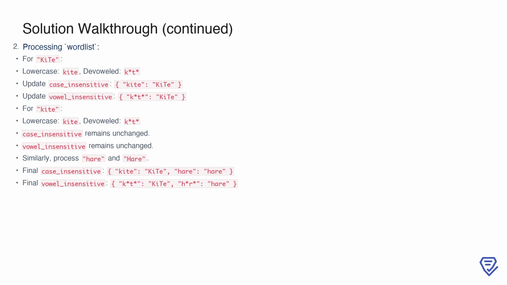We repeat this process for the remaining words, hair and Hair. After processing all words, case_insensitive maps kite to kite and hair to hair, while vowel_insensitive maps k*t* to kite and h*r* to hair. These mappings allow us to handle case and vowel-insensitive queries efficiently.